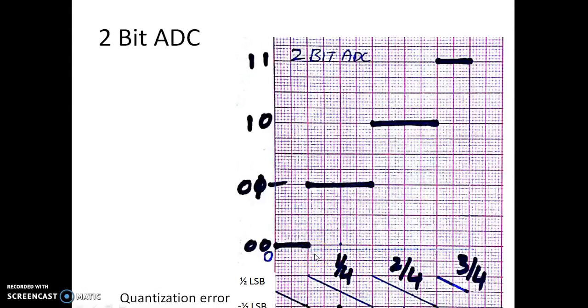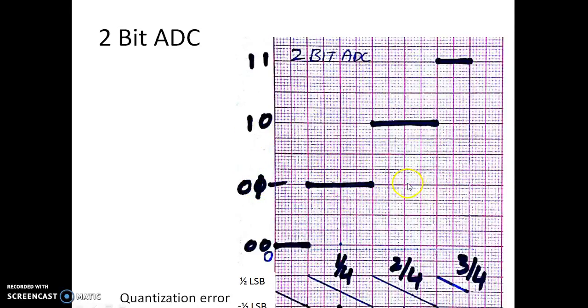Now the LSB is actually V full scale range divided by 2 power n. Since n is equal to 2, and considering the full scale range is 1 volt, 0, 1 by 4, 2 by 4, 3 by 4 are the 4 different levels. We are assigning 00 as the output for input voltage ranging from 0 to 1 by 8, that is half LSB, and from half LSB to 1.5 LSB, which is another output level, that is 01.